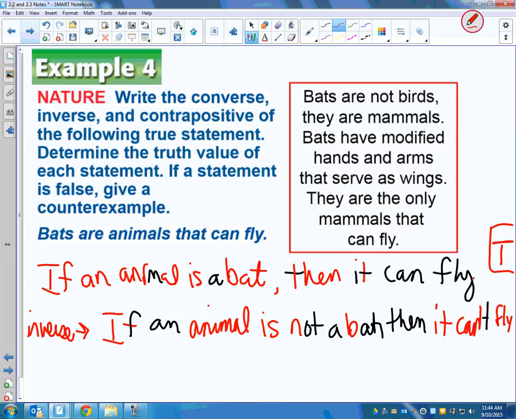Birds are animals too. It doesn't say mammal, it says animal. Animal is such a funny word. We're animals. All right. False. Birds can fly. That's what we're saying.